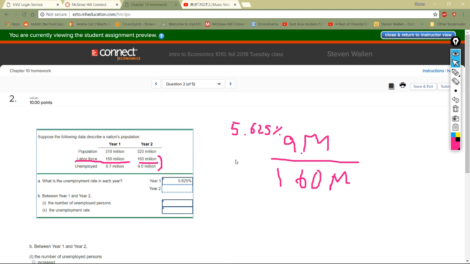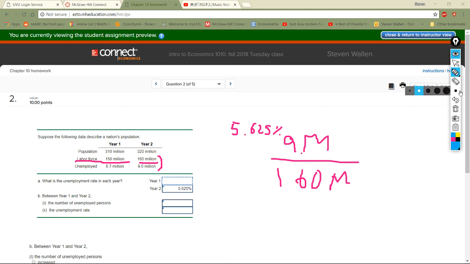All right, next one. Well, let's do year one. Oh, sorry, this should be for year 2. Make sure that if you do it out of order, you put them where they belong. So year 2 should be down here. 5.625%. Remember, it's a rate, so it's going to be in percentage points. Perfect.